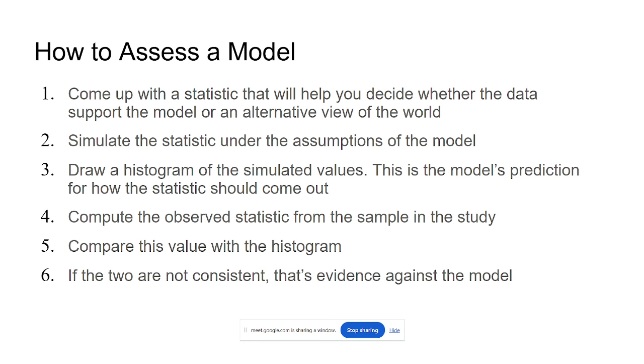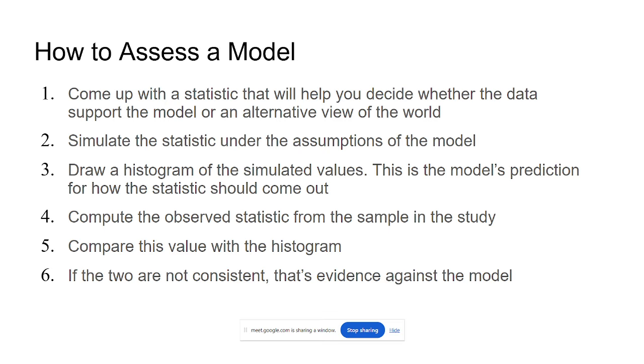You come up with a test statistic. This helps you decide whether your data supports your model or if it supports an alternative view of the world. A test statistic has to be decided in such a way that higher values of the statistic make you incline towards the alternative hypothesis. This is a convention that we follow. It's in your slides as well. When you're picking a test statistic, you pick it in such a way that its higher values support your alternative hypothesis. Once you do pick a statistic, then you simulate it under the assumptions of your model.